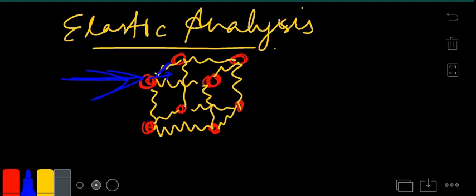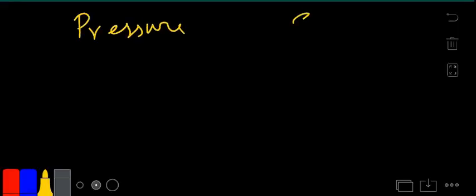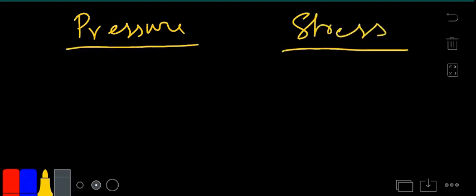So this ball-spring model is very important to visualize what happens inside a particular material, right? Okay. So now there are another two important things to understand: what are the differences between pressure and stress? So what are the differences?